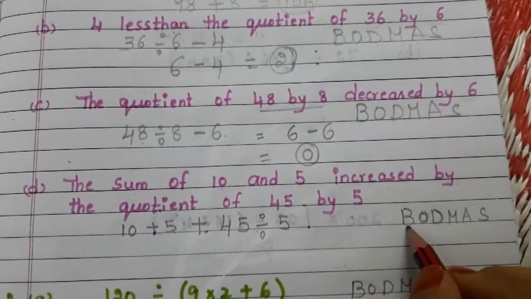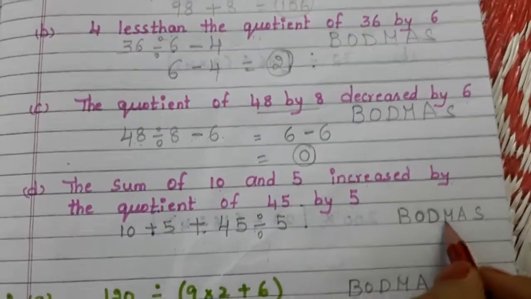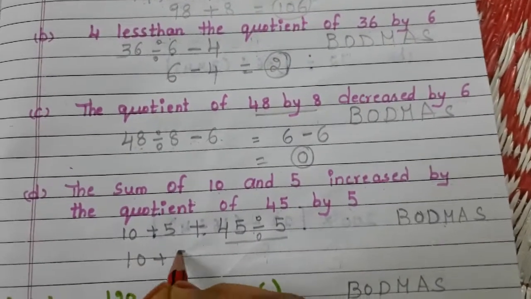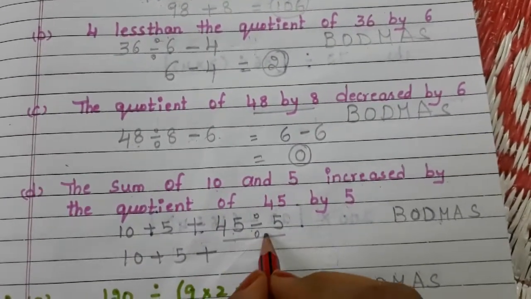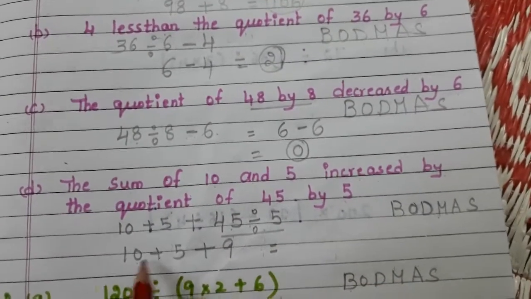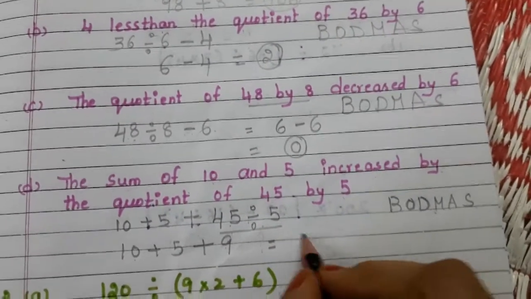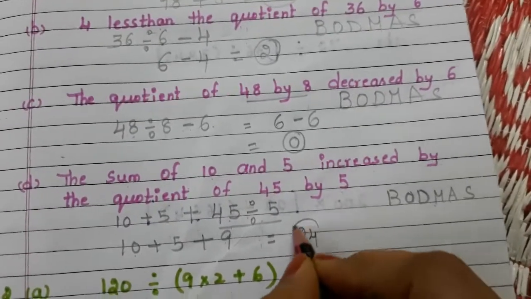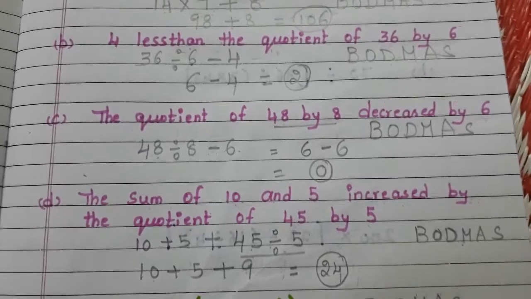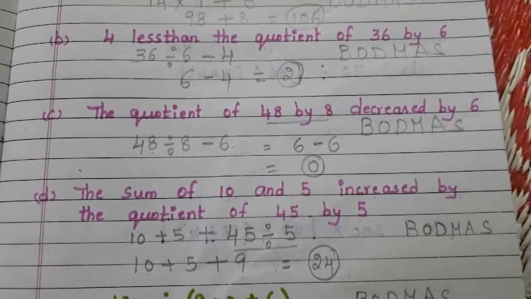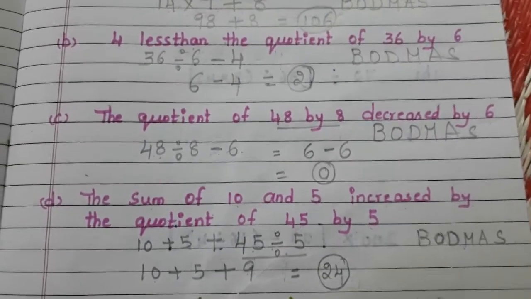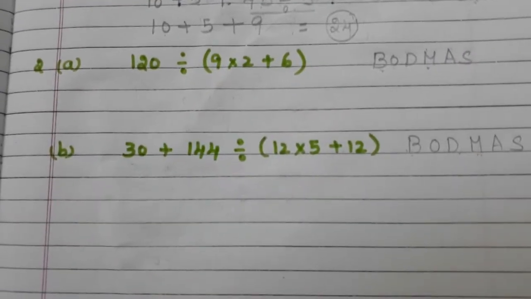Okay, in BODMAS, which operation comes first? Division. So first we have to do this. 45 divided by 5 is how much? 9. Now you add 10, 5 and 9. So the answer is 24. In this way we can write the expressions for the given statements and solve. Now let us go to question number 2.